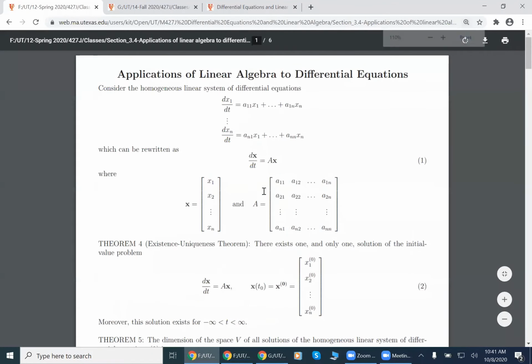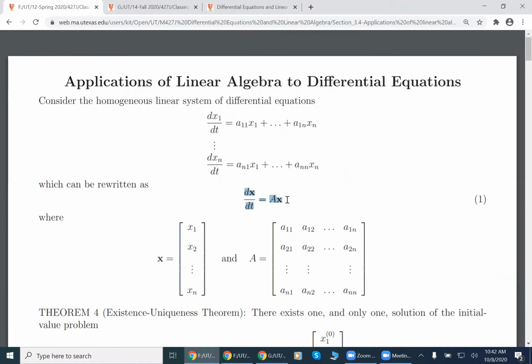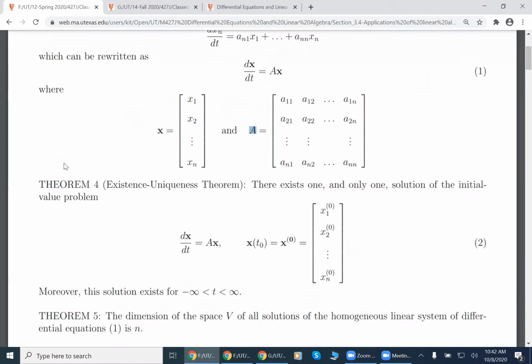Section 3.4. Let us go back to our systems of differential equations. Homogeneous, linear with constant coefficients. Remember, we can rewrite this system in this form: X dot is equal to AX, where X is this and A is this. Now, Theorem 4, existence uniqueness theorem.